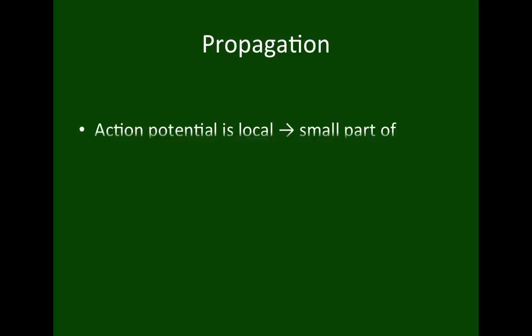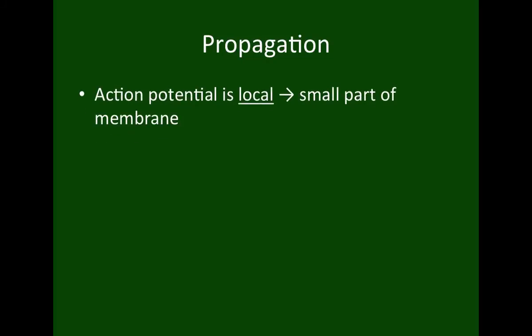Now that we've talked about impulses and how the action potential is actually generated, we can talk about something with an impulse called propagation. Basically, the idea with an impulse and the action potential that we've talked about thus far is that it is local. In other words, it only takes place in a very small part of the membrane.